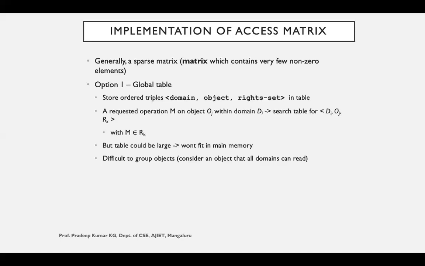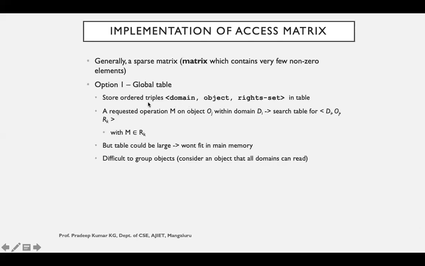The second option, after the first, is that we can implement the access matrix as a global table. Even a global table, when we say table, again has rows and columns. So how can we store this with respect to a global table? We can store it in the form of ordered triples or triplets. There are three individual attributes in that particular row: domain, object, and rights set. Please follow my cursor on the screen.